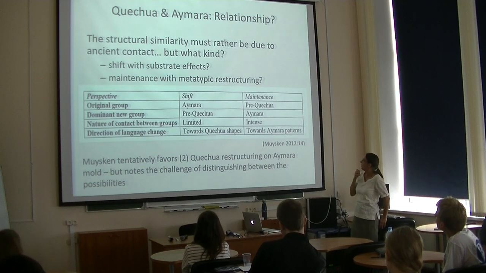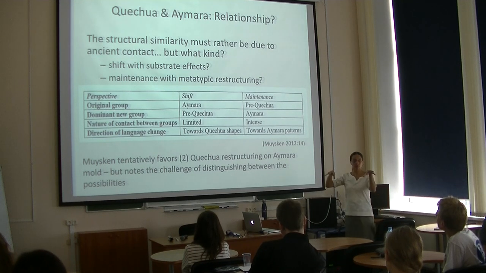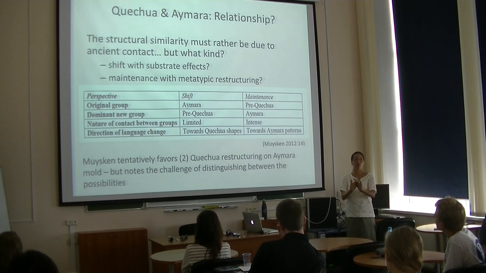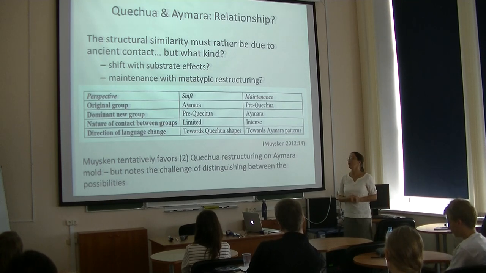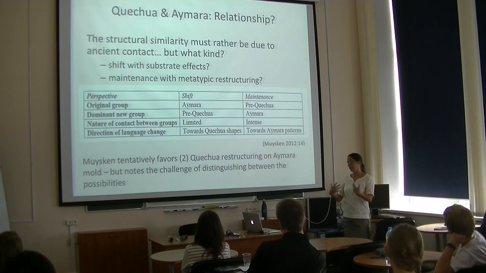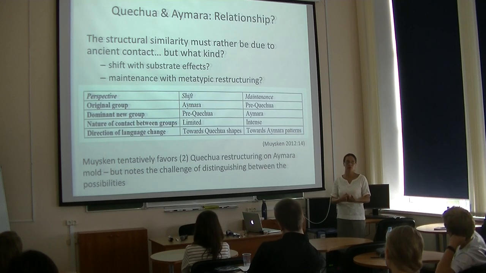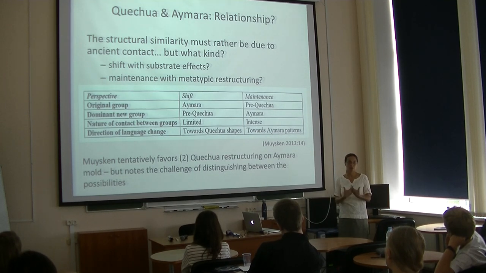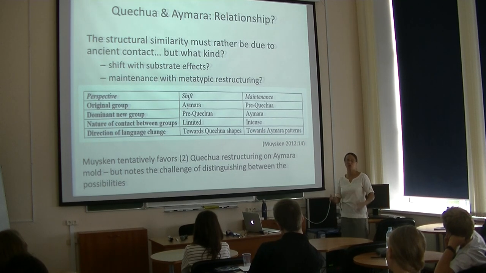The other possibility is that there could have been contact between these groups with significant restructuring, much like what we see in, for example, the Vaupés, Tariana and Tucano, where there would be grammatical isomorphism that came about through intense contact, but wouldn't necessarily have involved shift of a whole social group or a whole group of speakers to another language.